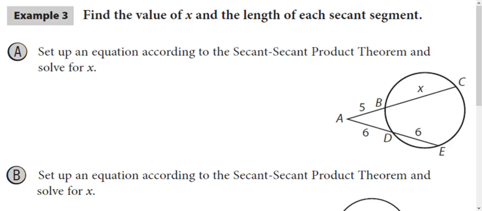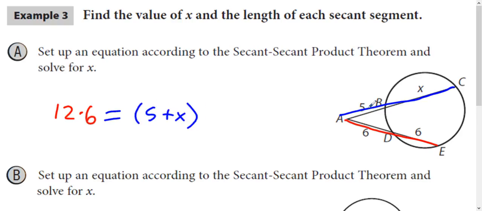So we'll look at some examples here. These are secants. So we're going to take the whole length of the secant times the outside portion. So let's start with this one. You take the whole length all the way, that'll be 12, times just the outside portion, which is 6. That will be equal to the whole length of the other secant. You have to add 5 plus x times just the outside piece, which is 5.